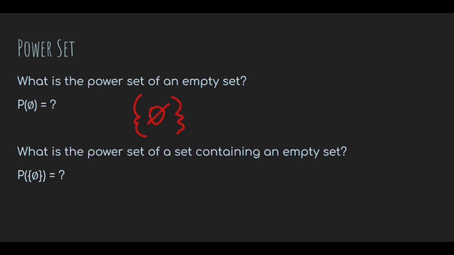So then what's the power set of a set containing an empty set? The power set, let's look at our theorem again. We need an empty set for any subset of a full set. So we have an empty set, and then we have the entire set itself, which is this. So the power set of a set containing an empty set is an empty set and the set containing the empty set itself. And those are your answers to these 2 questions.